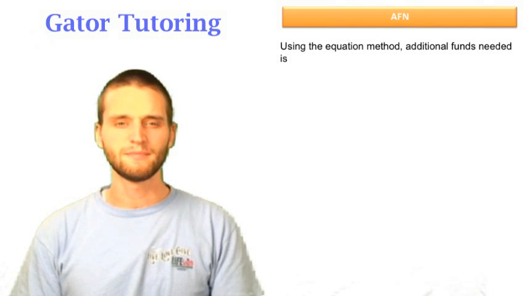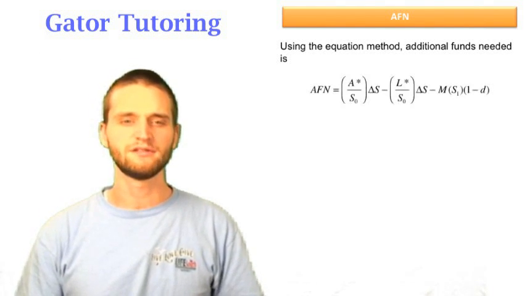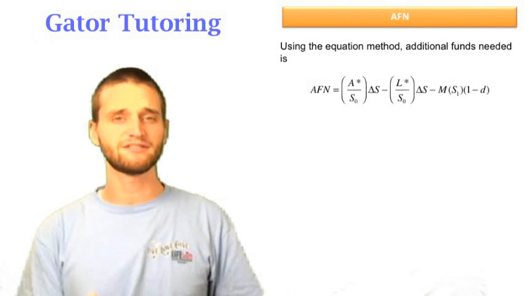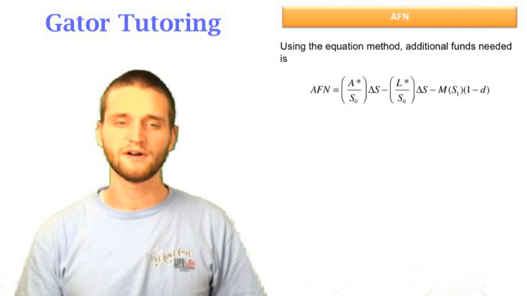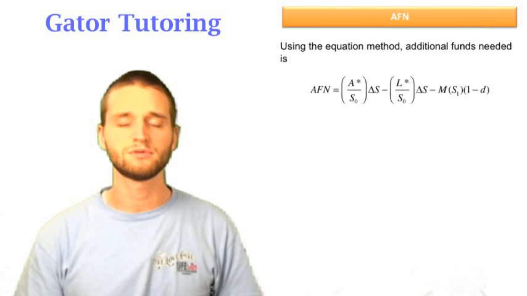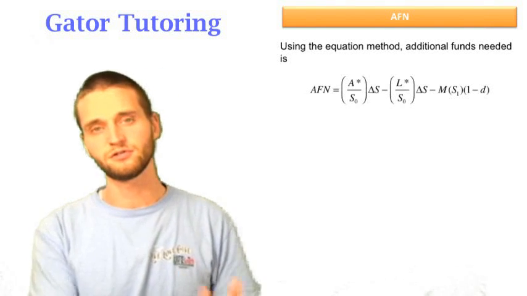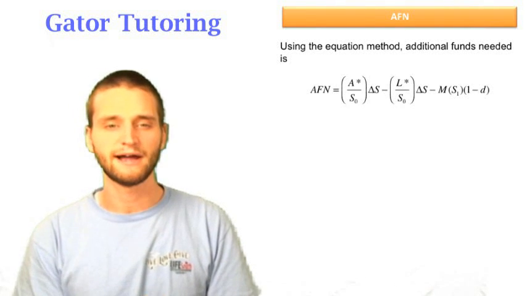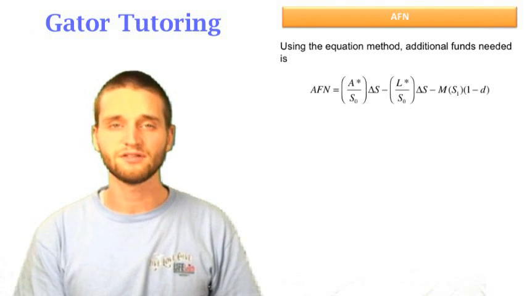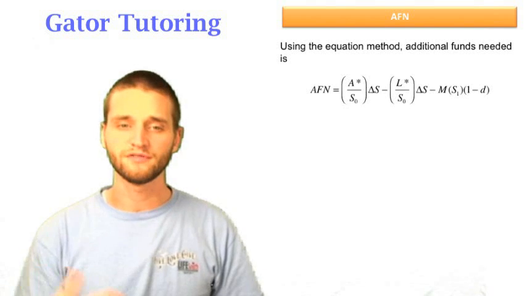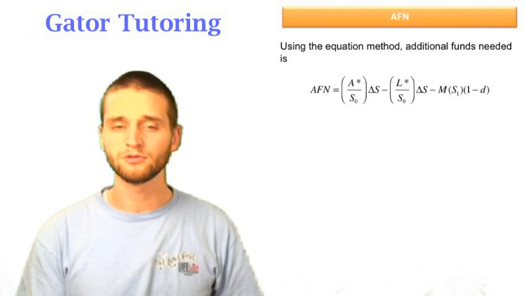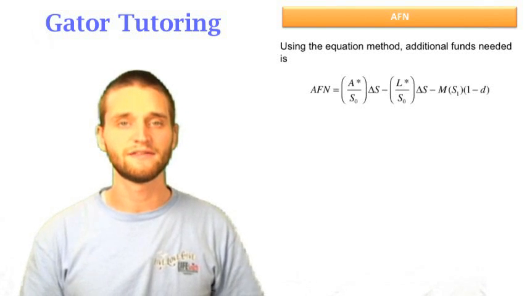So using the equation method, additional funds needed is equal to A star, which is the increasing assets, those assets that increase with a sales increase, divided by the sales in the present, today's sales, times delta S, which is just the change in sales from period 0 to period 1, minus L star, which are spontaneous liabilities. Those are liabilities that increase spontaneously with an increase in sales. We want to divide those by S sub 0, the sales today in period 0, and multiply that fraction by delta S, again the change in sales.